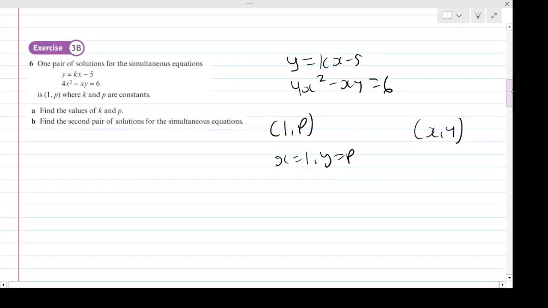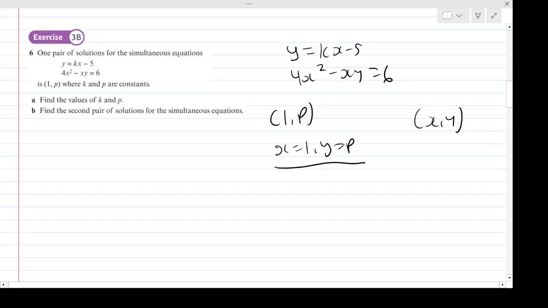And remember, if it's a solution, that means if we substitute these values back into these two equations here, that would be correct, okay? So with that in mind, it's telling us for part A to find the values for k and p. Well, let's just work with the information we got. So we got a solution given to us. Let's plug that in and see what we can get. So firstly, let's label these 1 and 2. y is kx minus 5, but y is p. p is just a number, but we could just say it's p. That's equal to kx, but x is 1, so it's just k minus 5.